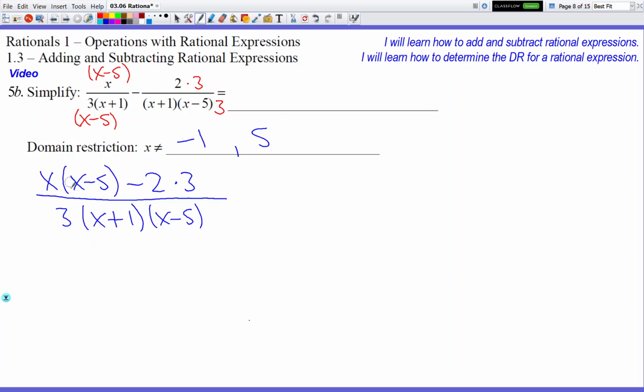We're going to distribute the x times x and x times -5. So that's going to give us x squared minus 5x. And then -2 times 3, that's going to make -6. And on the bottom, we have 3 times x plus 1 and x minus 5. Okay, so normally you think you'd be done.